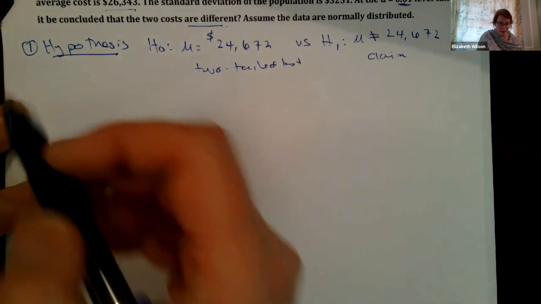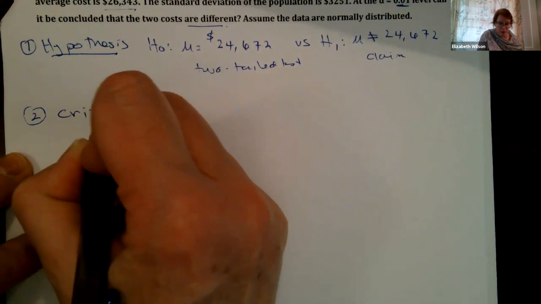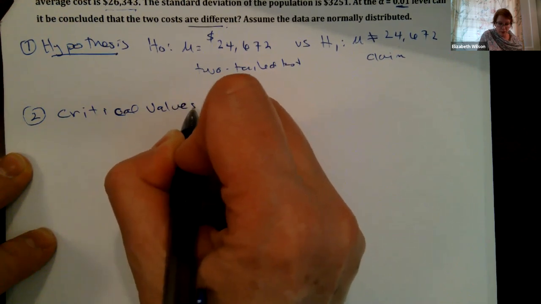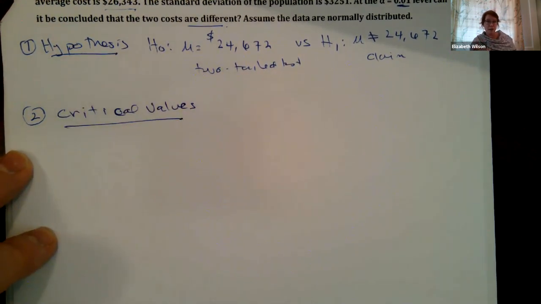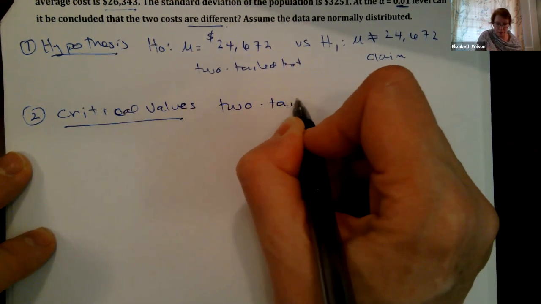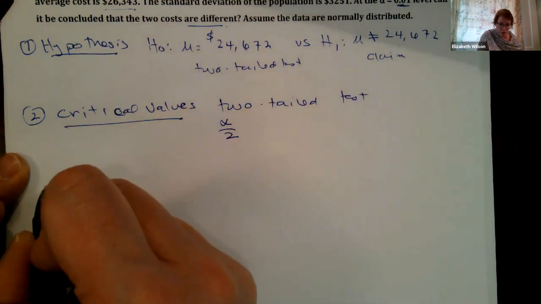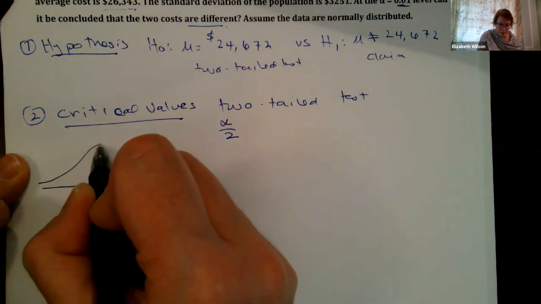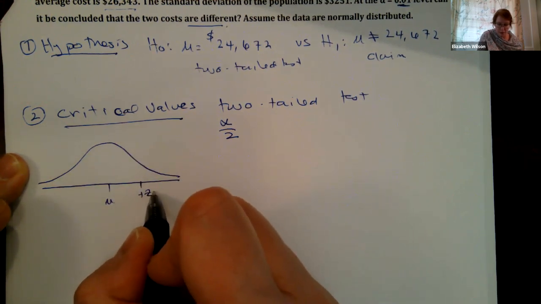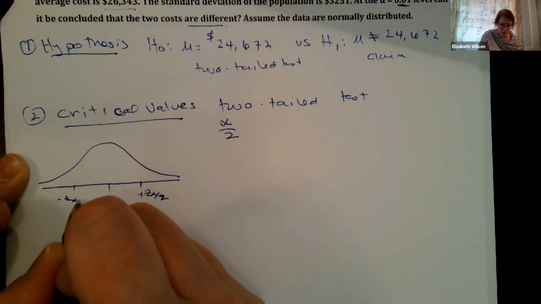Given that it's a two-tailed test, we have to think about our critical values. I've got two because I've got the positive and negative z values. So I'm dealing with an alpha over two. Let's draw a quick picture here. Here's our mean, here's our positive z alpha over two, and here's our negative z alpha over two.